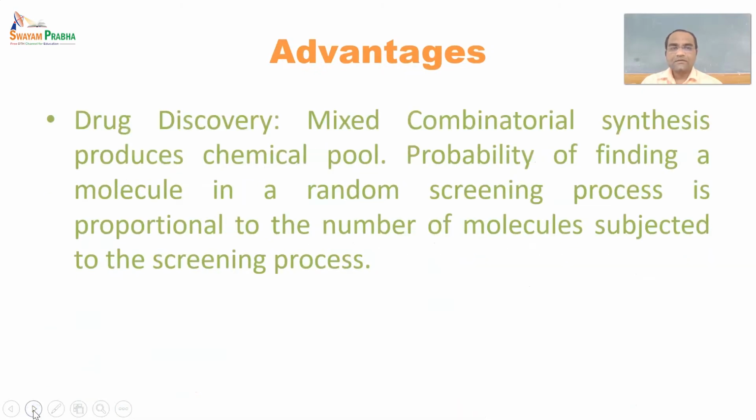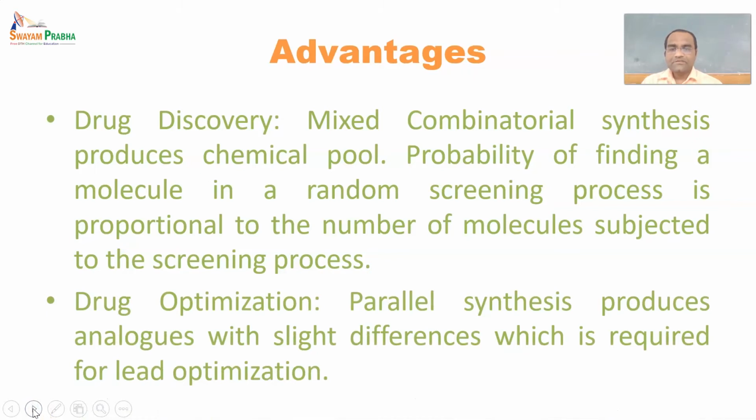After that, drug discovery. Mixed combinatorial synthesis produces a chemical pool. It is one method, the split and mix combinatorial synthesis method. The probability of finding molecules in a random screening process is proportional to the number of molecules subjected to the screening process. At the same time, a lot of libraries have been synthesized. So potentially we may find many compounds or a series of compounds showing positive results at the time of screening.